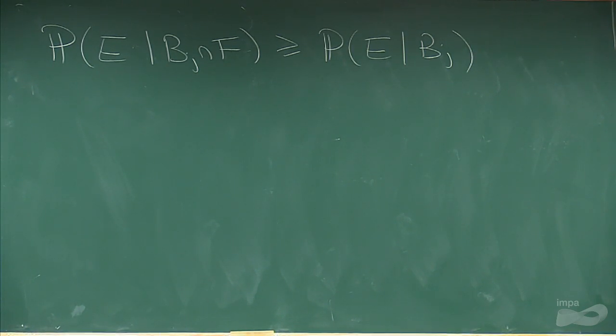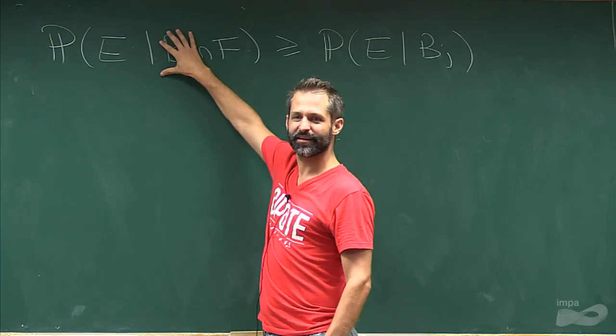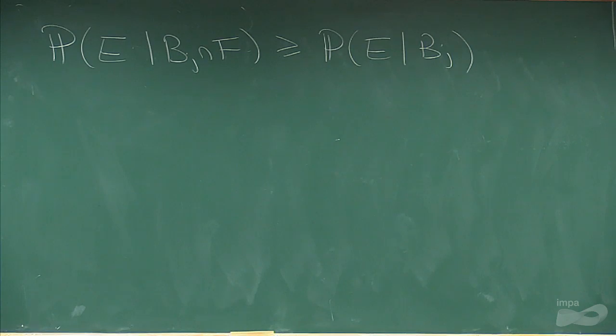So E is the intersection of decreasing events, so it's decreasing. F is also decreasing. So E and F are decreasing. If I erase this Bj, this would just be Harris. But that event Bj is there. So how do we deal with that?